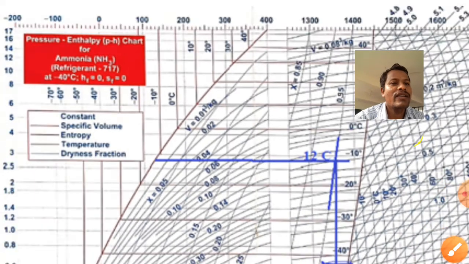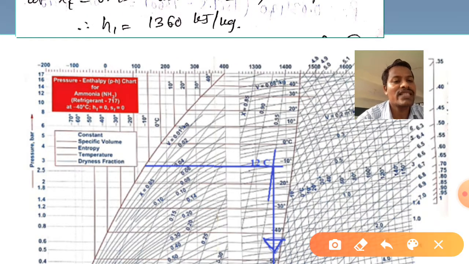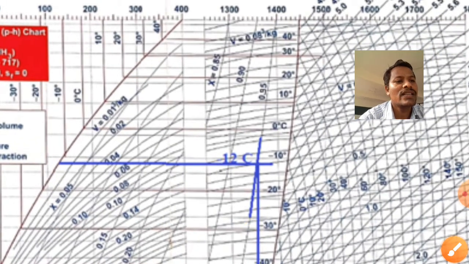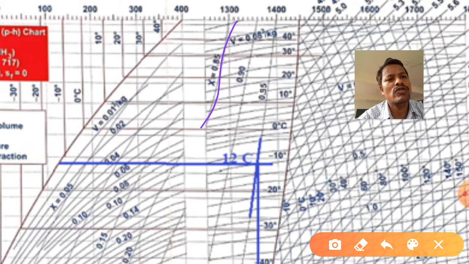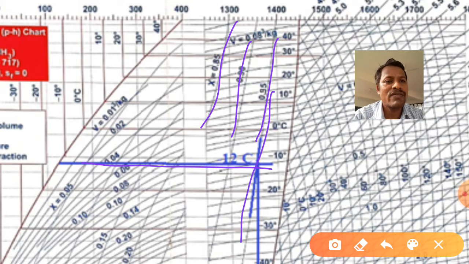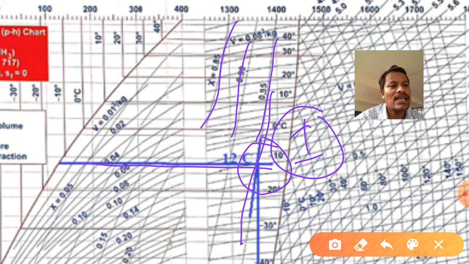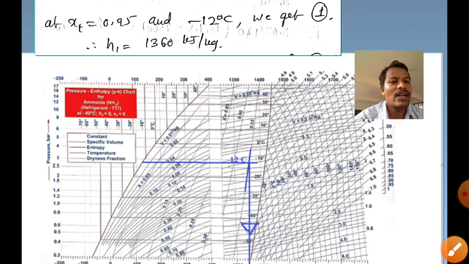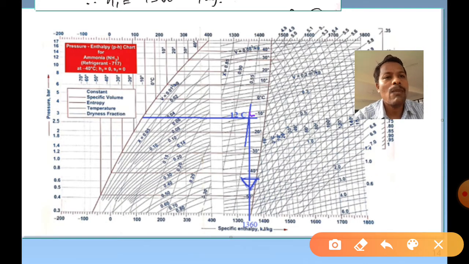And again we have the dryness fraction lines in this wet region. These are the constant dryness fraction lines. Here x is equal to 0.80, this is x equal to 0.85, then here I have 0.95. So wherever this minus 12 degrees Celsius line and x1 equal to 0.95 both intersect, I can mark this as state 1. Now if I drop a vertical downward, or you can even draw upward also, we have enthalpy values available.